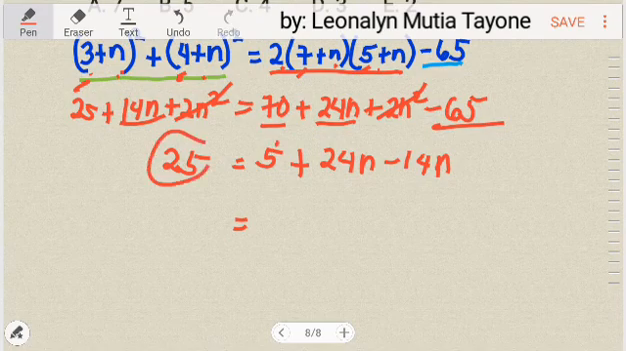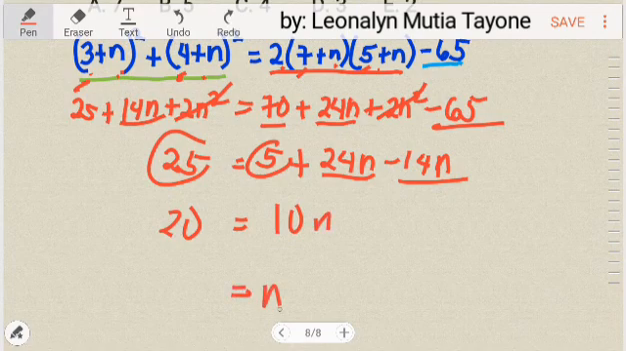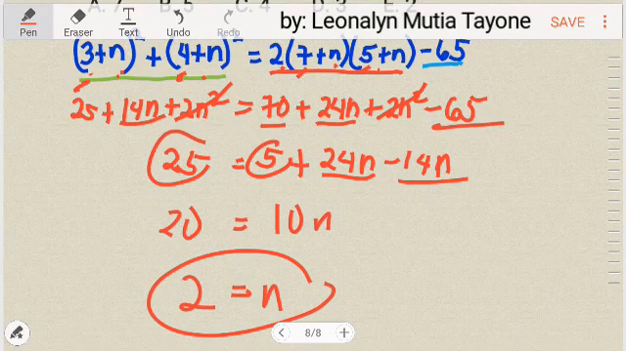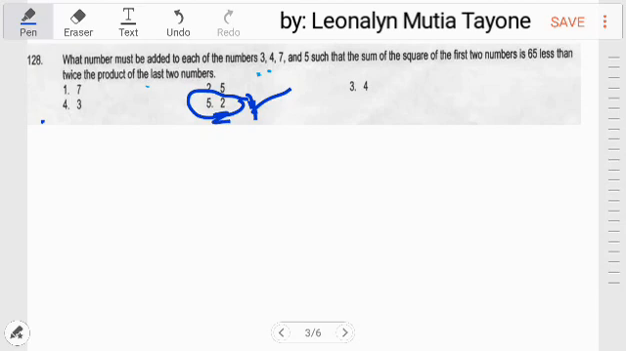Next, 25 minus 5, that is 20. 24n minus 14n, that is 10n. So, n is equals to 2. Ang sagot natin ay 2.